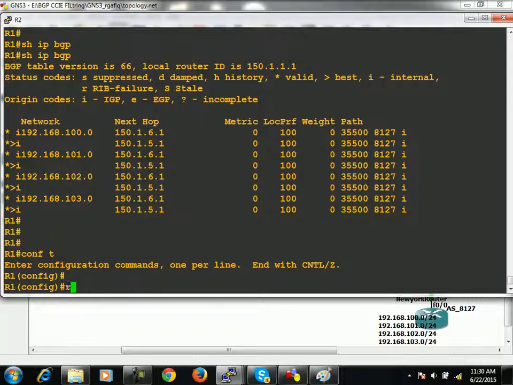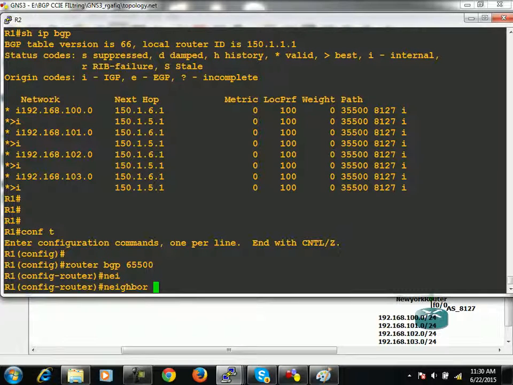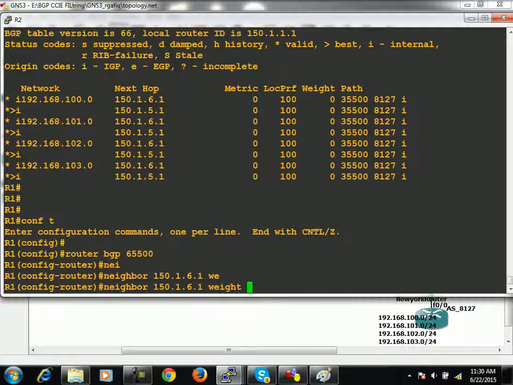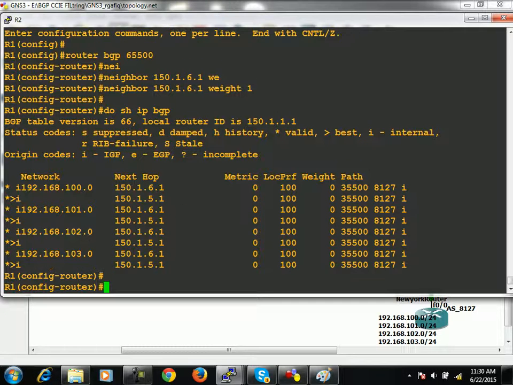So see guys, router bgp 65500, and via R6 configure a higher weight than via R5. Say neighbor 150.1.6.1 weight, because this is the neighbor's IP address, right? Weight is 1, because 1 is higher than 0 and higher will always be preferred. Now do show ip bgp.